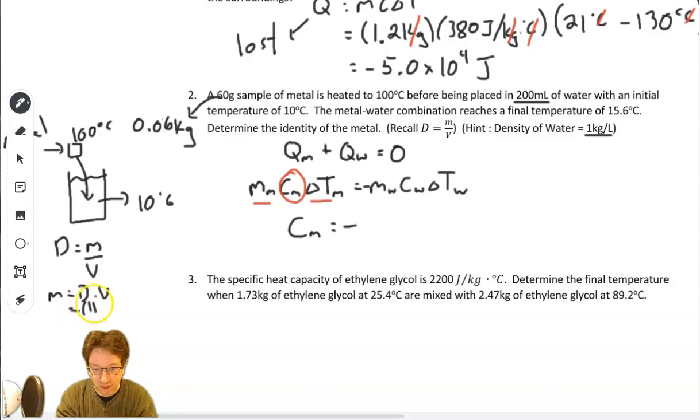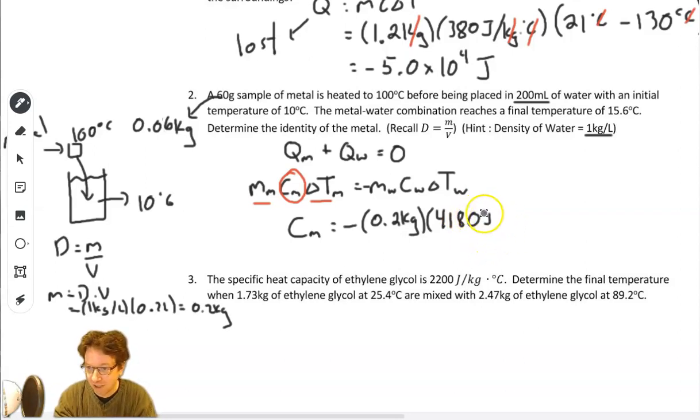And since density is 1 kilogram per liter, and our volume is 200 milliliters, or 0.2 liters, that means our mass is 0.2 kilograms. Alright, so we can substitute that in, 0.2 kilograms. C for water, if you remember, you can see the chart, it's 4,180, right? Specific heat capacity of water. Joules per kilogram degrees Celsius. Times the temperature change of the water. Always final minus initial. So its final temperature is 15.6 degrees.